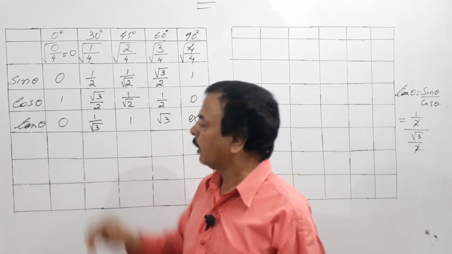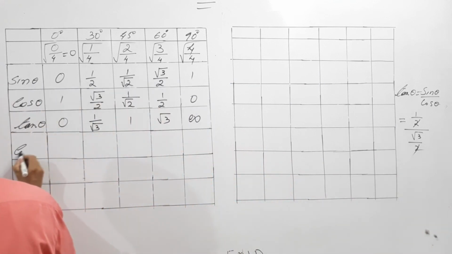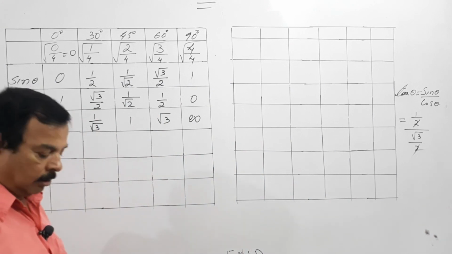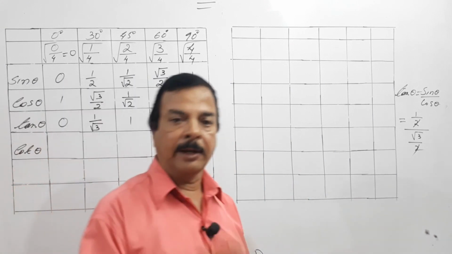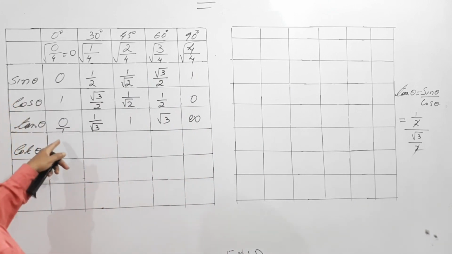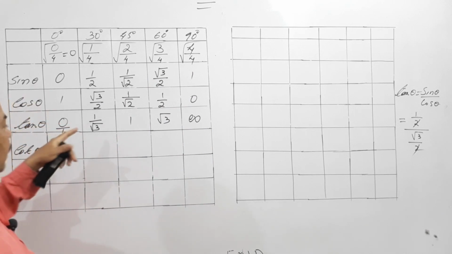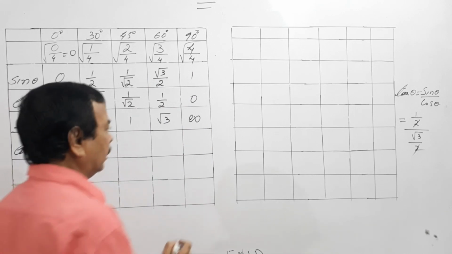So now, after coming to this stage, the remaining thing is very, very simple. What you find next is cot theta. What is cot theta? Cot is a reciprocal of tan. So supposing I take this divided by 1, so 1 divided by 0. What is 1 divided by 0? So it becomes a reciprocal.